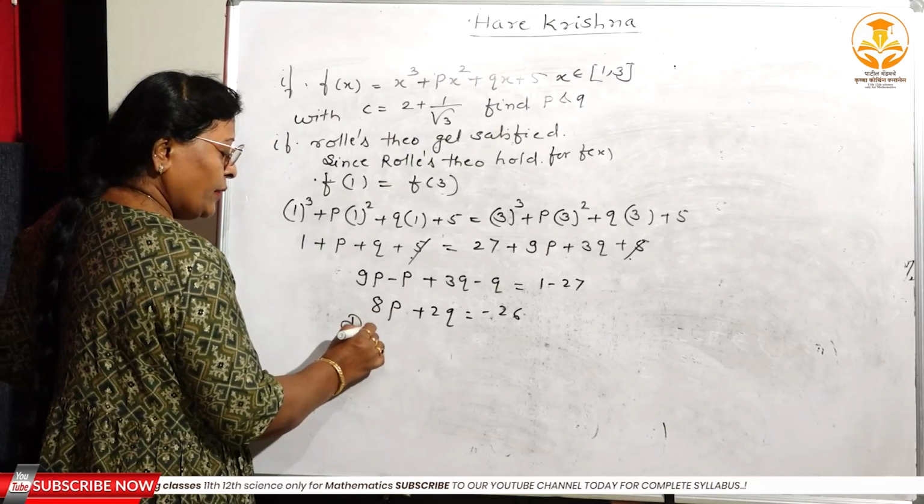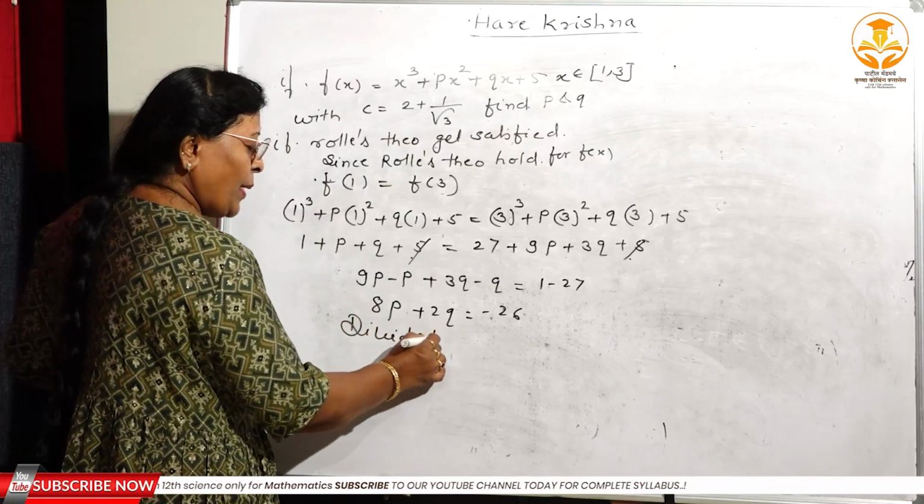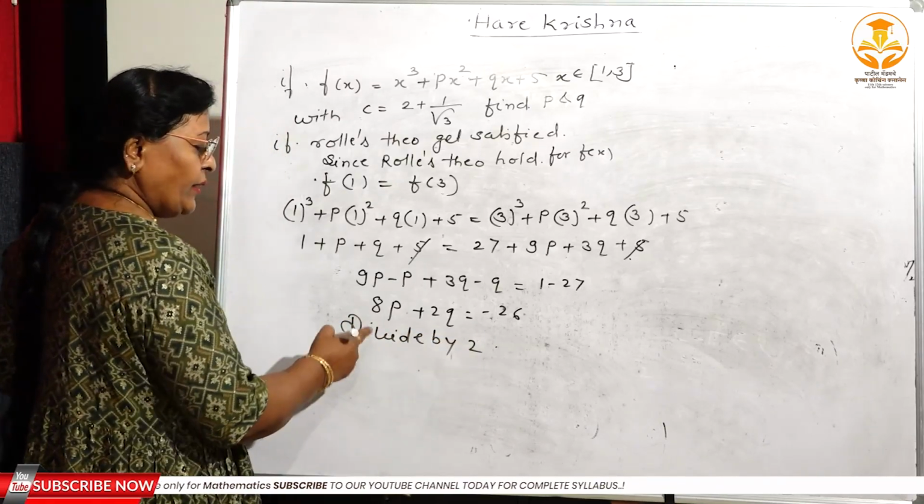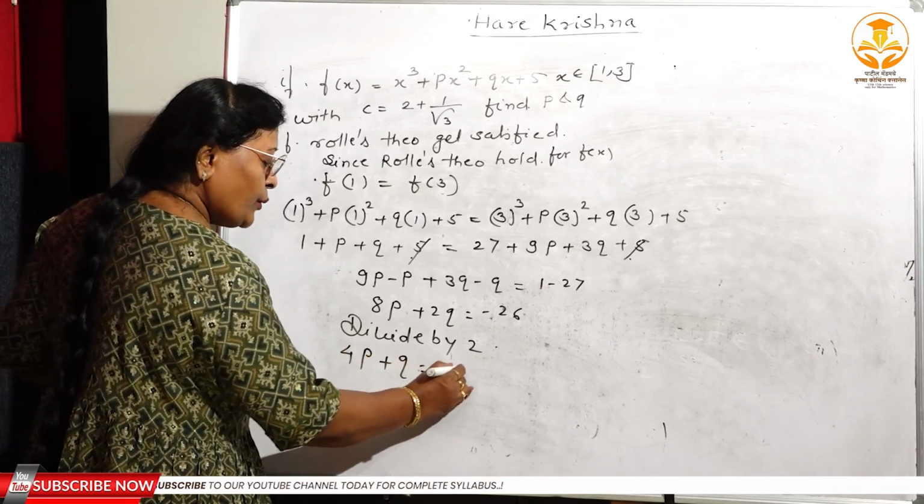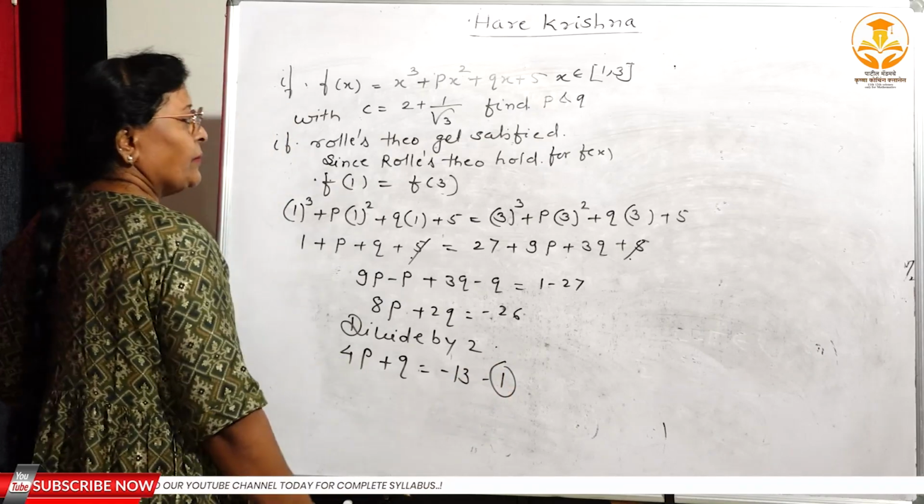You can divide with what here? 2. When you divide it with 2, you have got 4p plus q. It is equal to minus 30. This is number 1. Right?